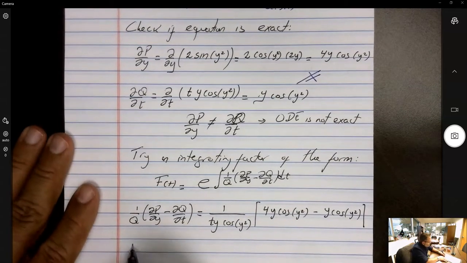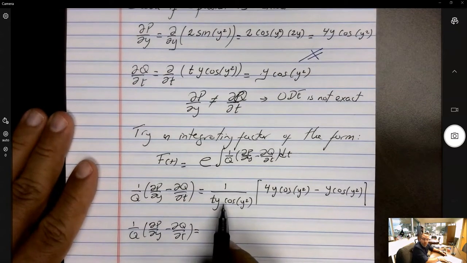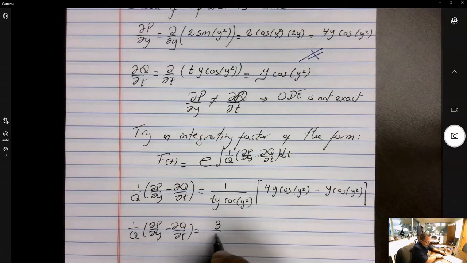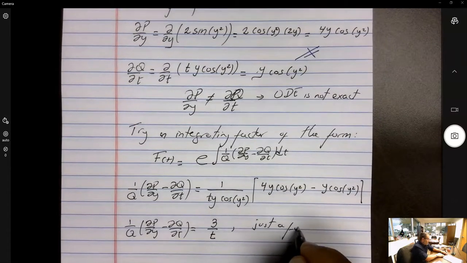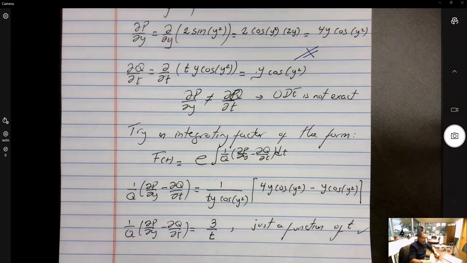So 1 over Q times (dP/dy minus dQ/dt), as you can see, we get 3y cosine of y squared in the numerator, and then that y cosine of y squared cancels out, so we get 3 over t. And this happens to be just a function of t. So the integrating factor will be possible. That's not yet the integrating factor. Remember that we still have to integrate.